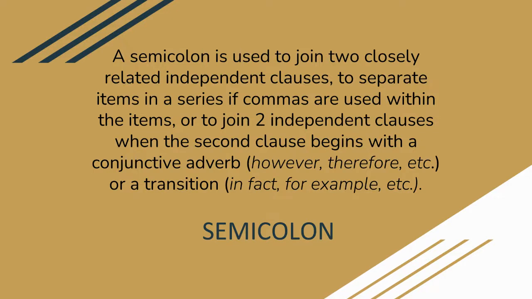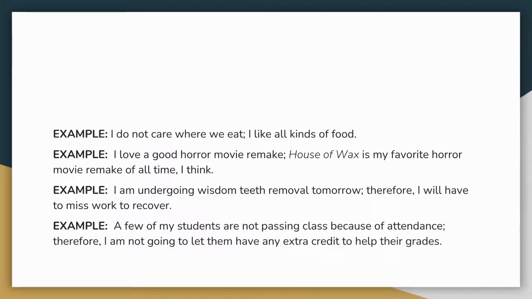Then we have semicolons, and I know this is something not a lot of people are familiar with or they're uncomfortable with. If you're not too familiar or comfortable with using them, you don't have to, but I'm going to go over them here just in case. A semicolon is used to join two closely related independent clauses. What it means by closely related is they're talking about the same topic. Also, to separate items in a series if commas are used within the items, that is a very complex one, I promise you. Or to join two independent clauses when the second clause begins with a conjunctive adverb, however, therefore, or a transition, in fact, for example. So I'm going to show you some examples of this.